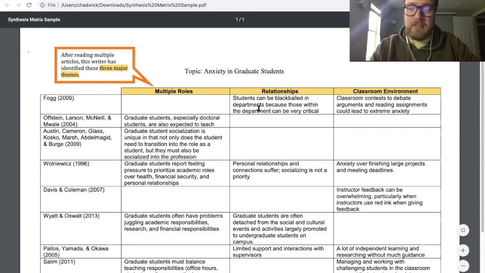So now they've already got these. Now, here's the thing. You don't have to have these right away. You might be at a point in your research where you only know one of your subtopics or two of your subtopics.